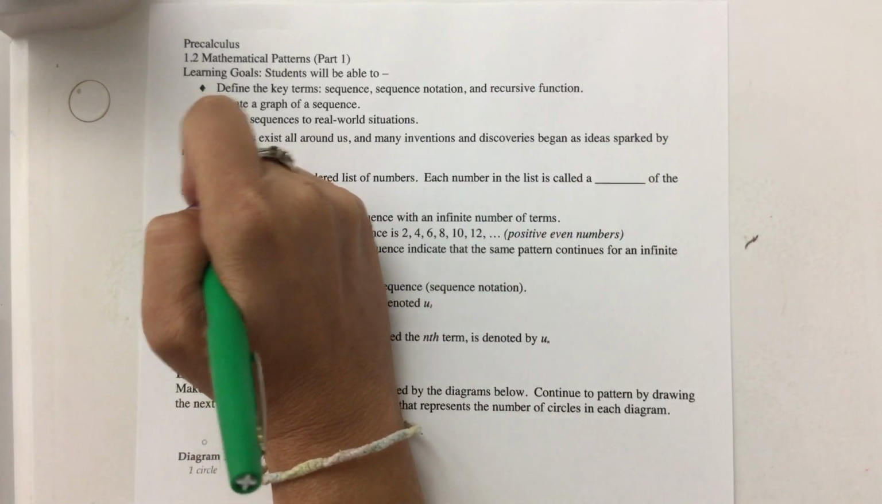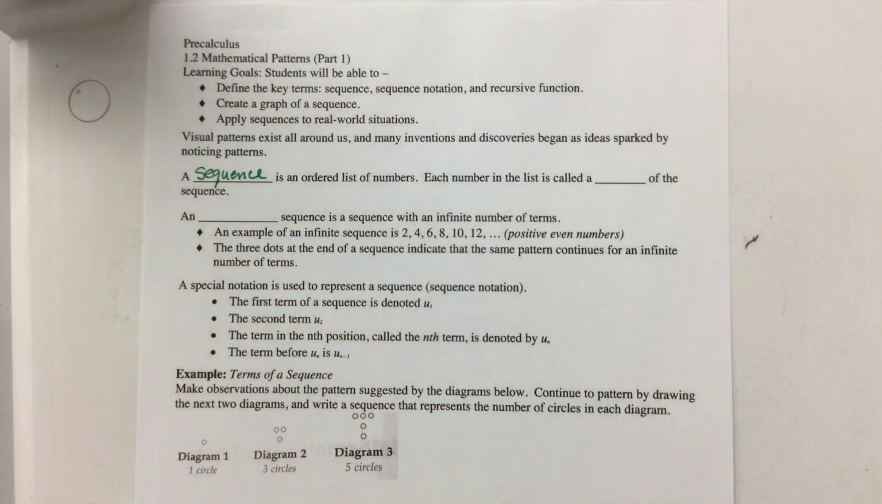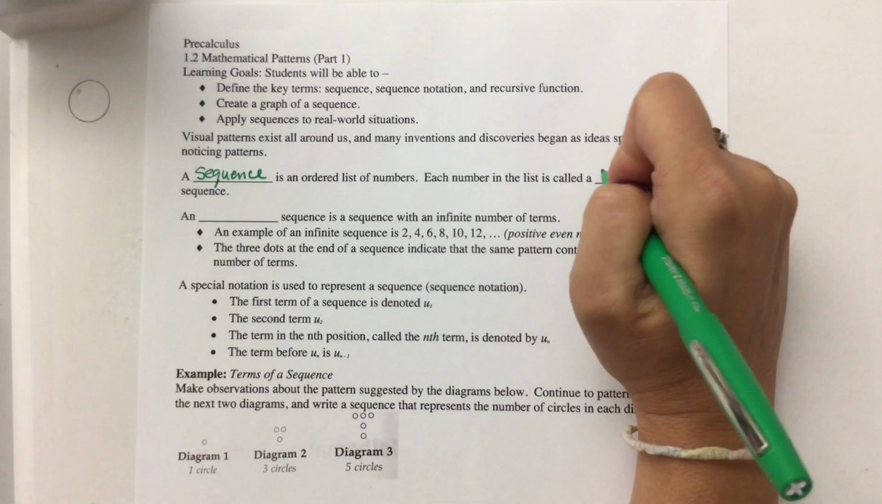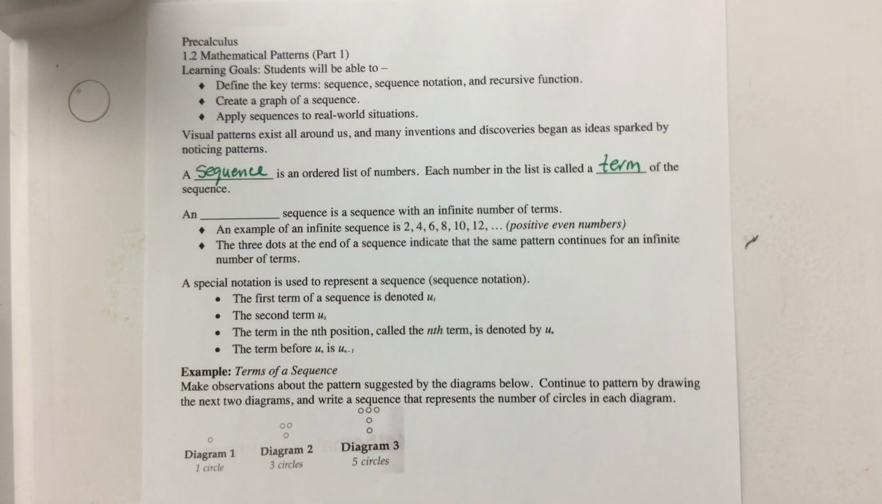A sequence is an ordered list of numbers. So again, when you have a list of numbers that is in a specific order, it is called a sequence. Each number in the list is called a term of the sequence.